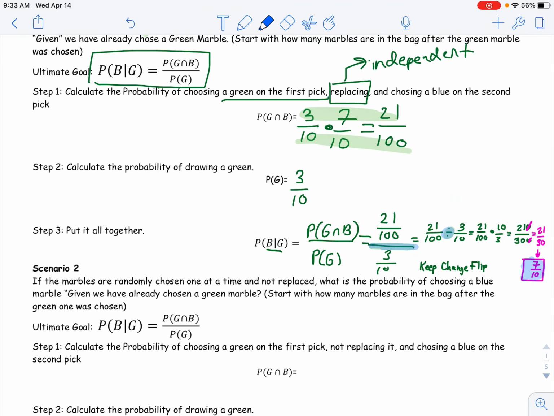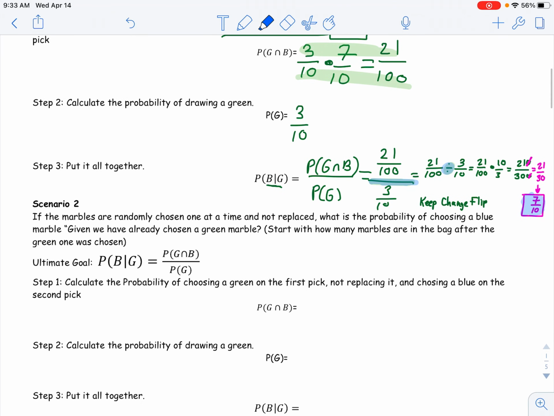All right, and that makes sense. All right, what's the probability I get a blue given that I already got it in green? Well, it's 7 over 10 because I replaced it. All right, so we could have figured this out in 2 seconds. But it's really just the process that I'm more concerned about, the formula, all that fun stuff.